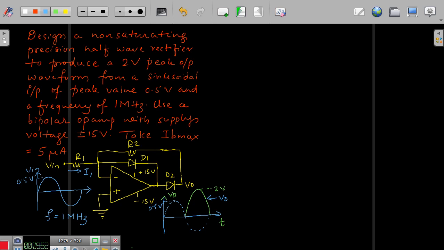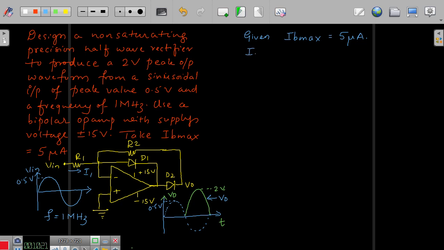Bipolar op amp with a supply voltage of plus or minus 15, take IB max equal to 5 microampere. Given IB max is equal to 5 microampere.